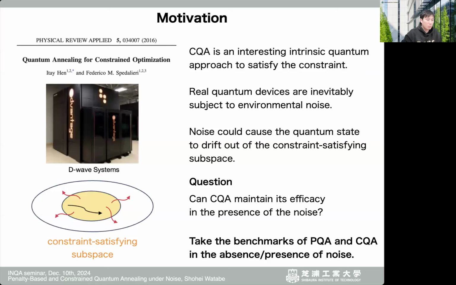And the motivation of my study of the CQA is as follows. The CQA is an intrinsic quantum approach to satisfy constraints. However, real quantum devices are inevitably subject to environmental noise. And the noise causes the quantum state to drift out of the constraint-satisfying subspaces. Our question is, can CQA maintain its efficacy in the presence of noise? So we benchmark the PQA and CQA in the absence and also presence of noise. This is what we do in this work.